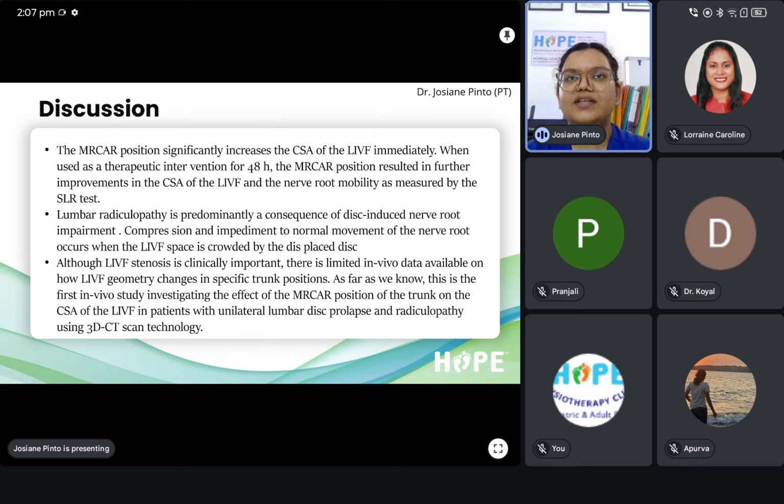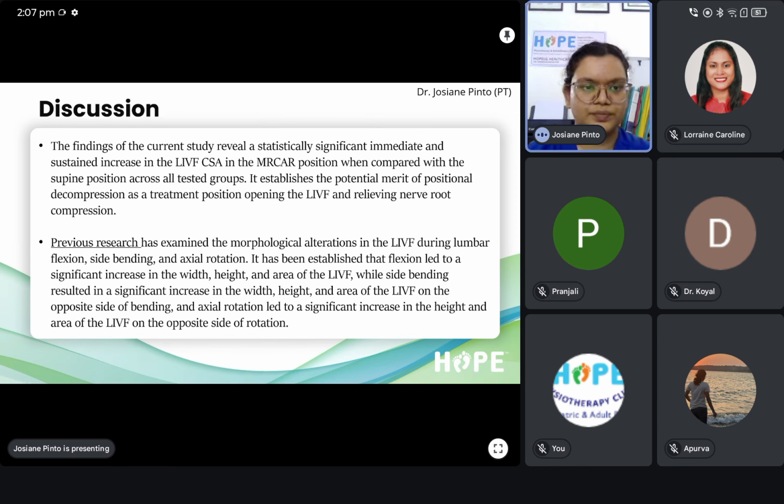So we knew that from early on, we saw the evolution of it. We knew that different positioning, different postures can relieve the pain, but there was never a study that showed you in vivo exactly what happens to the structures, and this study did exactly that. It investigated the effects of the MRCAR position of the trunk on the cross-section area of the LIVF in patients with unilateral lumbar disc prolapse and radiculopathy using 3D CT scan technology.